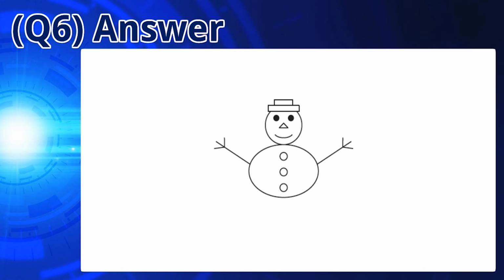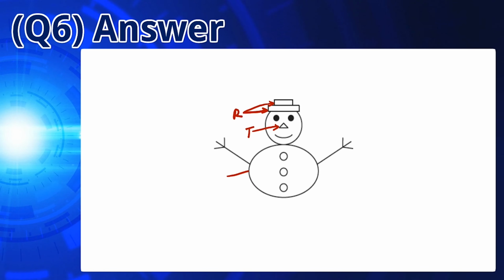In this question, we want to identify the shape that's not in this picture. There's a rectangle. There's also a triangle. There's an oval. And there's also a circle. The shape that's missing is a square. This means the answer is D.